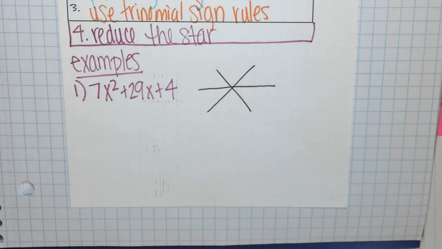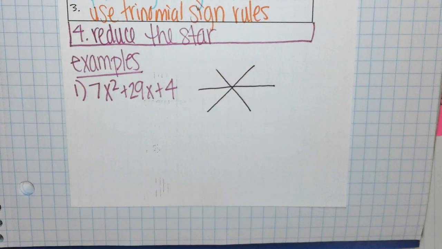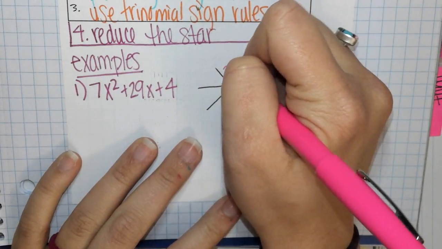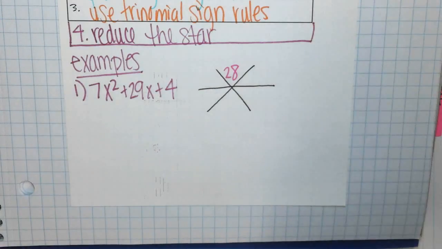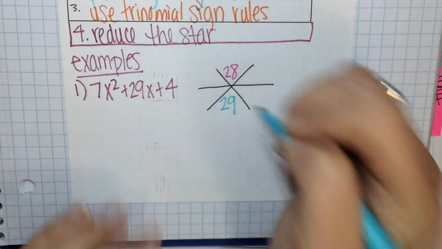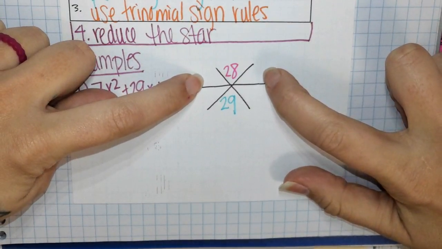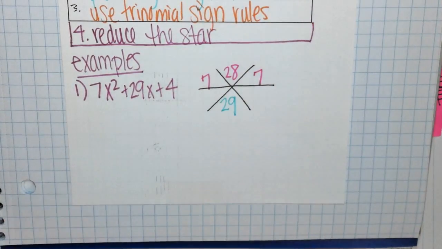All right, then you're going to do what? What's the first thing it told us to do? Good. All right, so what's 7 times 4? 28. Awesome, and that goes in the top. All right, what's going to go in the bottom of our star? Good. 29B. And then what's going to go on the top left and right this time? 7. Siete. Good.